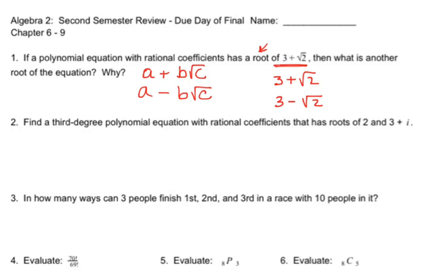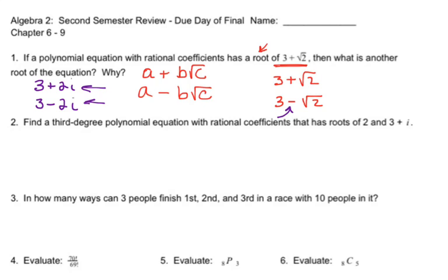So this change in sign always occurs in front of the radical part of your equation. Keep in mind this also happens with imaginary numbers. 3 plus 2i would have its imaginary conjugate 3 minus 2i. So these solutions will always be together.